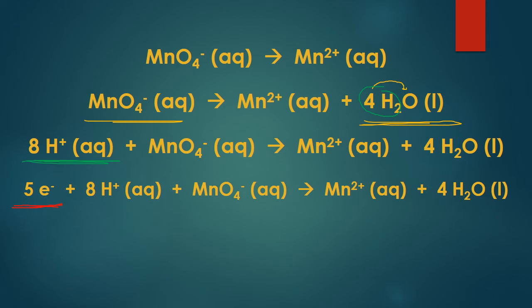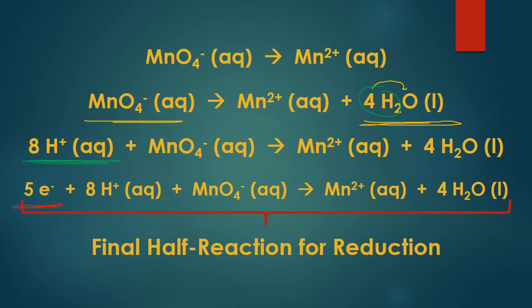Now that that's done, we're going to balance for charge. We see that we're undergoing reduction. We're gaining 5 electrons, so we're going to put 5 electrons as one of the reactants. Remember that little trick? Reduction means reactant. Your electrons are a reactant. So now this is our final half reaction for reduction. We're going to combine this with the final half reaction for oxidation, which we'll solve for right now.